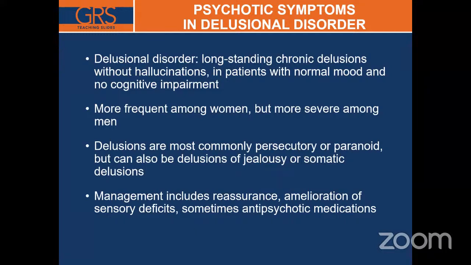Sometimes they have a delusion of jealousy, of being followed, or suspiciousness that people are trying to get them or hurt them. Delusions are most commonly persecutory, as we mentioned, or paranoid, but can also be delusions of jealousy or somatic delusions. Management includes reassurance and amelioration of the sensory deficit. Sometimes an antipsychotic may be needed.